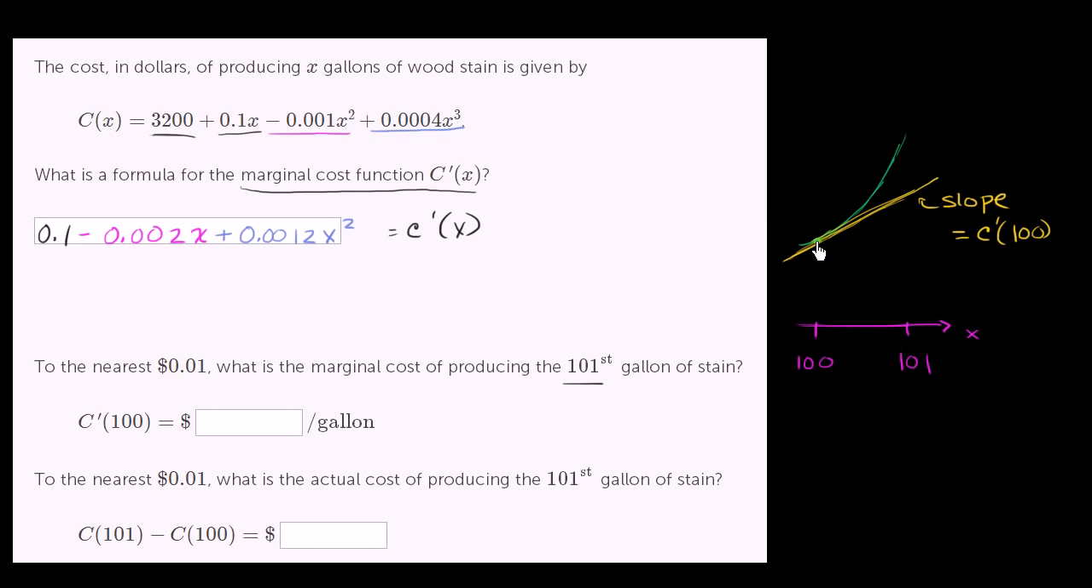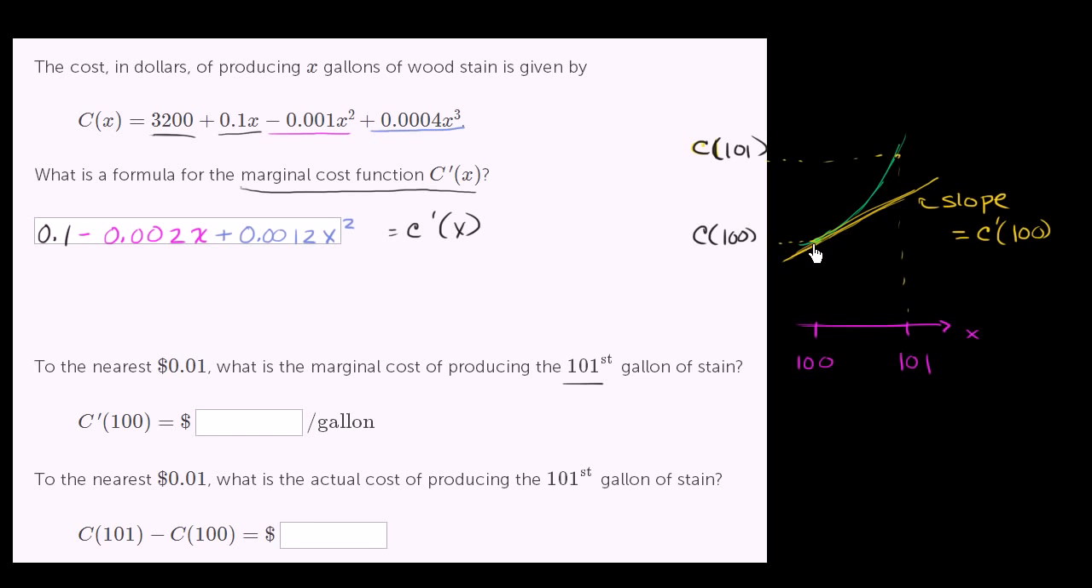And so if we want to know the exact actual cost of producing the 101st gallon, what we would do is we'd say, well, look, this value right over here is C of 100. This value up here is C of 101. If you just want to calculate the exact cost of producing that next extra unit, you would take C of 101 minus C of 100. And so that's what they want us to do next, to do the exact cost.